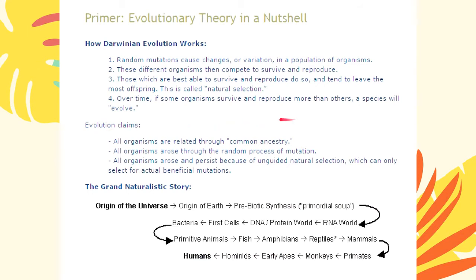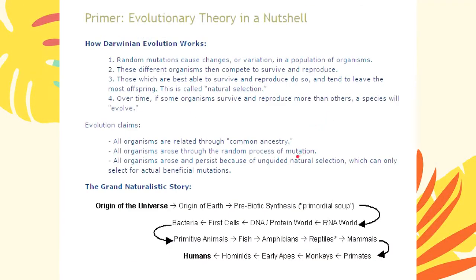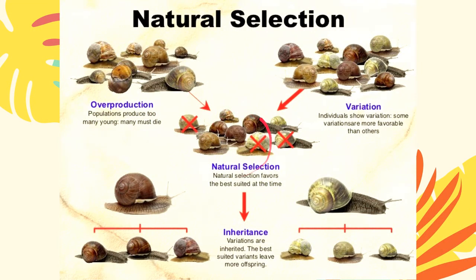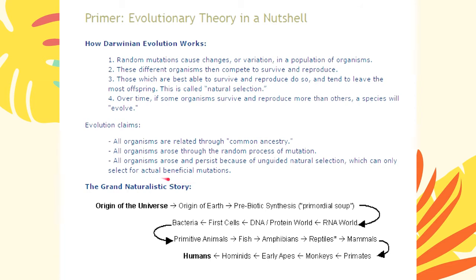Now, this is what evolution claims, according to Darwin. Because of that, we can create a tree that shows that all organisms are related because we all share a common ancestor. We can trace back in time how organisms diverge from each other and what their common ancestor was. Another thing, all organisms arose through the random process of mutation. Mutation creates the variation, which is another force of evolution. All organisms arose and persist because of unguided natural selection, which can only select for actual beneficial mutations. Whatever mutations those organisms have that allow them to survive in their environment are mostly called beneficial mutations.